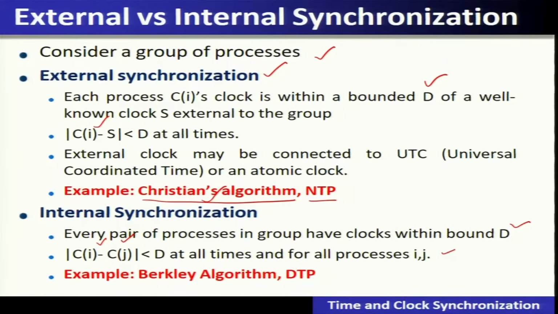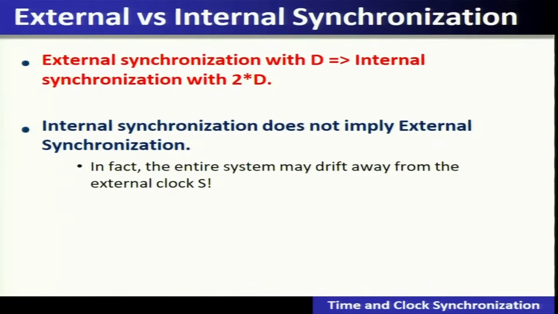In the above example for external synchronization, every clock's skew with the external clock has to be bounded by D at all points of time. That is called external synchronization. Internal synchronization algorithms are called Berkeley algorithm and data center time protocol. So, if you have achieved external synchronization with a bound D, this means that you have already achieved internal synchronization with 2 times D. But if you have done internal synchronization, that does not imply external synchronization is met. In fact, the entire system may drift away from the external clock S.